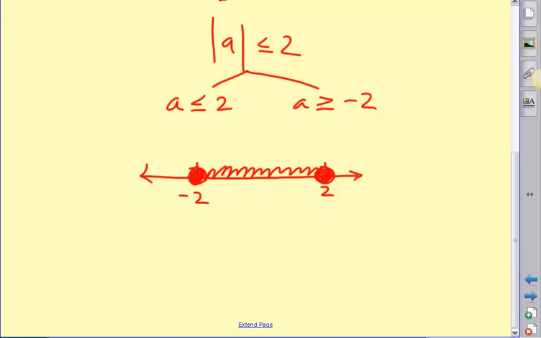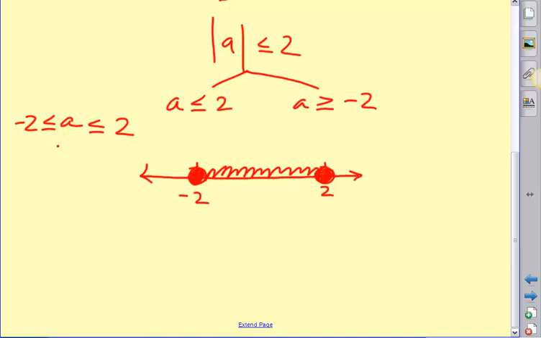Listen, if I were going to write this inequality, what would it look like? Would I write it as 2 separate ones with an or between it? Or would I write it with the variable in the middle of the 2 numbers? Yeah, because the graphing's in the middle. It's a conjunction, right? So A is greater than or equal to negative 2, less than or equal to 2. Beautiful.